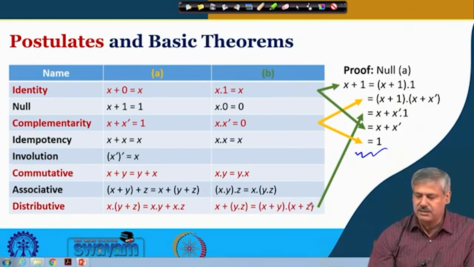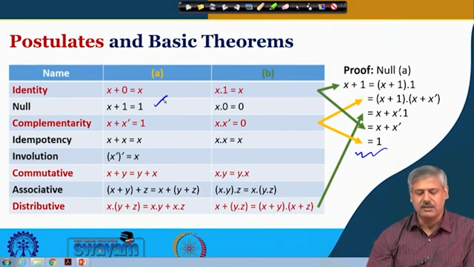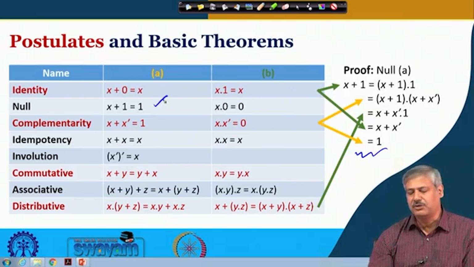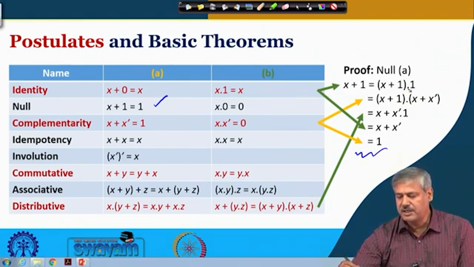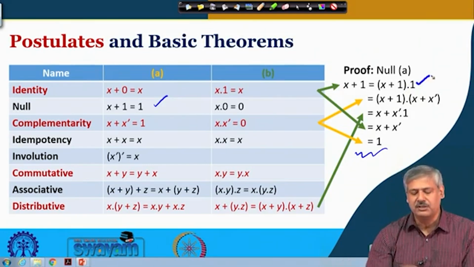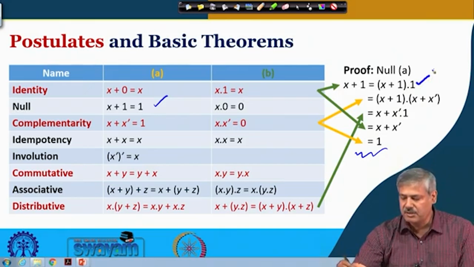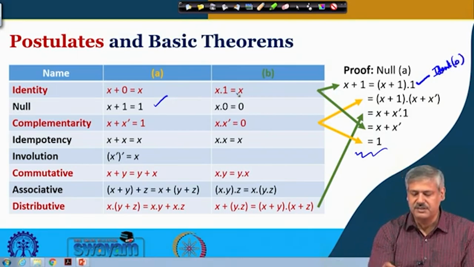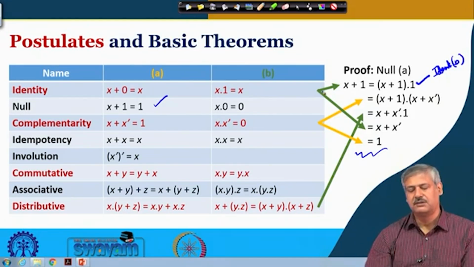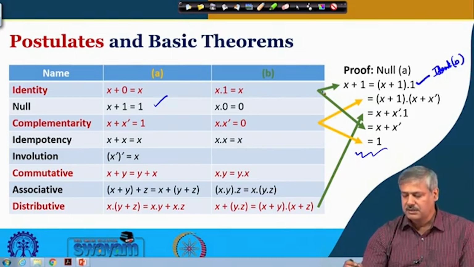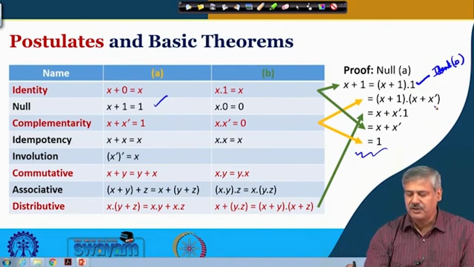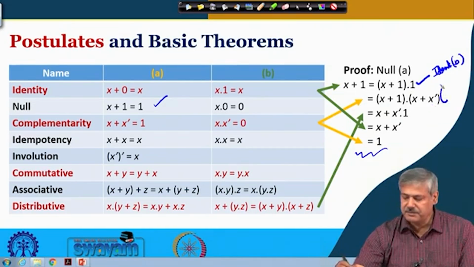So, for example, let us take the null theorem A: x plus 1 is equal to 1. So this is x plus 1, which can be written as ANDed with 1. Where is it coming from? This is coming from identity B, this one, the arrow is there. Then this one can be written as x plus x prime. How can you write it? From complementarity, complementarity A.